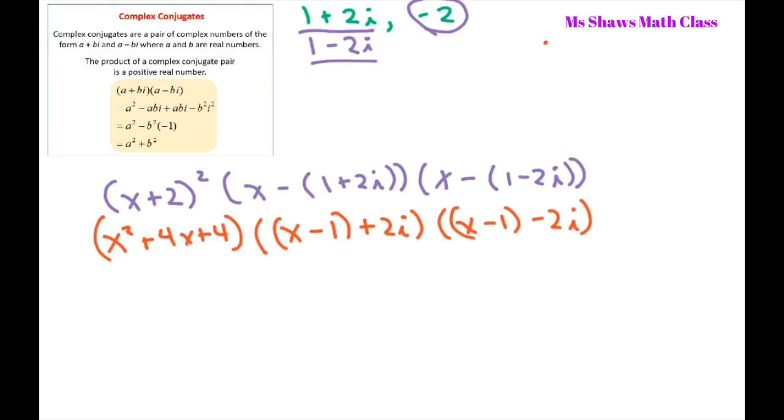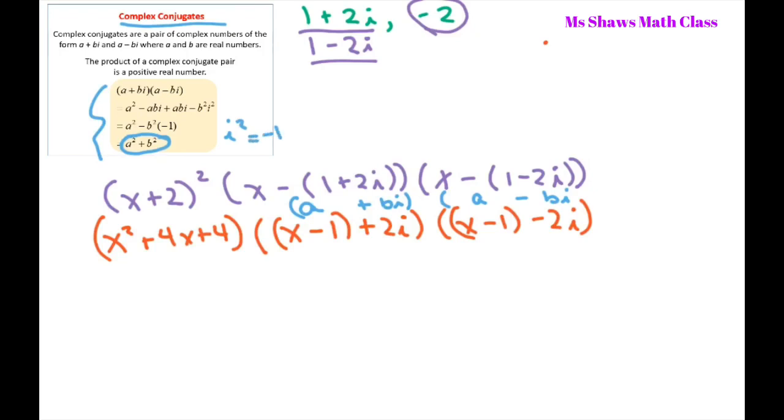Now what I've done by doing that is I have this form here of a plus b times a minus b. In this case it's i and i. And then following our complex conjugate rules, that's going to be a squared plus b squared. Thus, we're going to eliminate the i's. Remember, i squared equals negative 1.